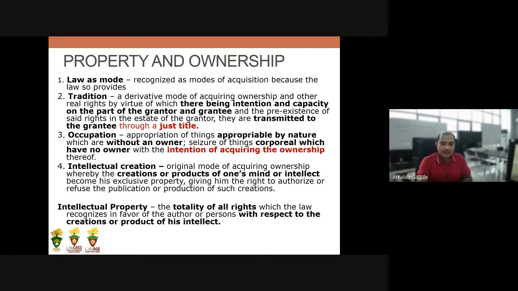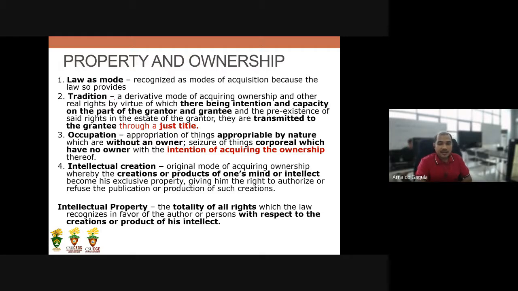So first is law, the first mode of acquiring ownership. It is recognized as a mode of acquisition because the law provides it. If the law grants that you are going to own something, for example a parcel of land that you applied for, and you get a decision and a certificate so you can have it titled, then the law says it is yours. That is your property.